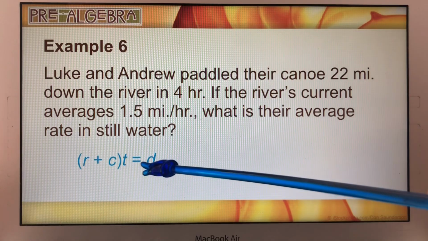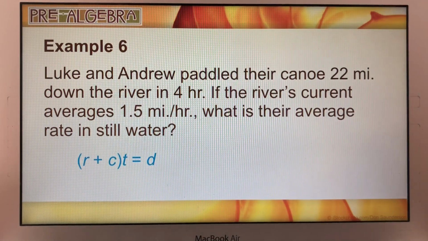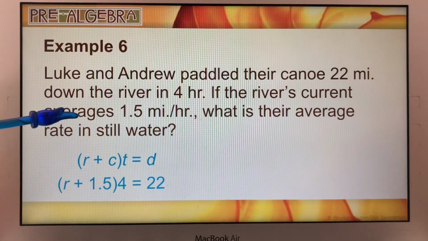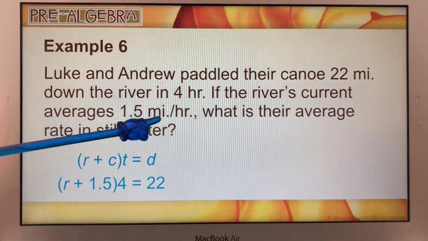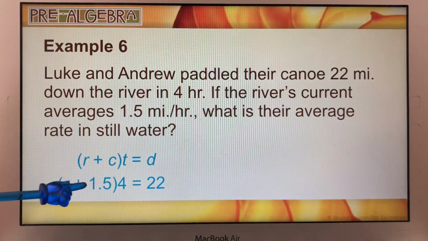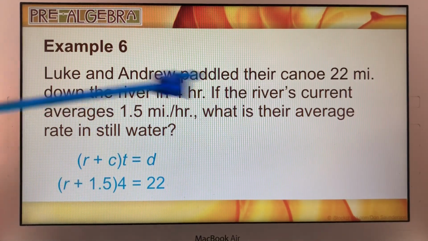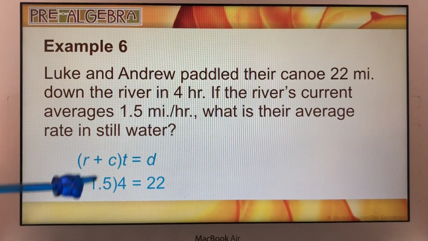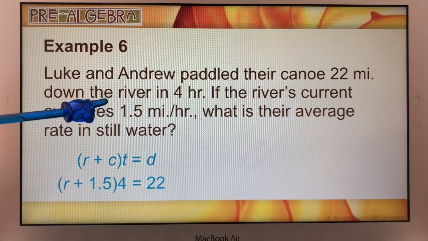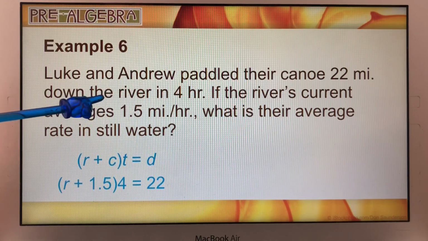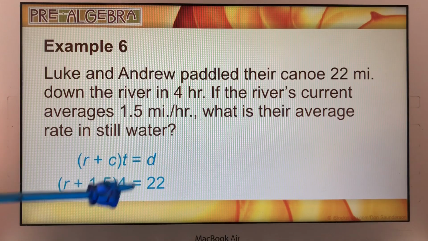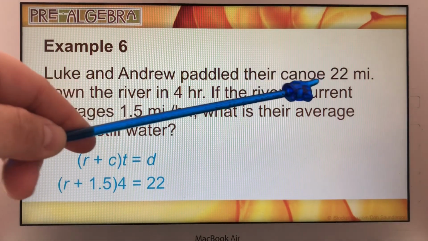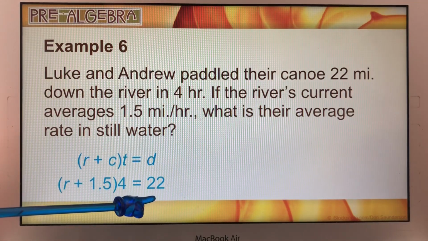And then we have the time and the distance. So we take our information from the problem. The river's current averages 1.5 miles per hour. That's the current, so that's how we plug that into C. The time, how long did it take them to paddle down the river? That's 4 hours right here. Okay, what was the distance they paddled? They paddled 22 miles, so that's going to be here.